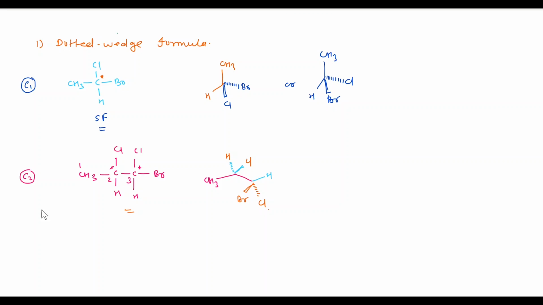To answer this question, the writing of a substituent above the plane and below the plane depends on the configuration of the chiral atom, which we will discuss in the next topic. That's why do not bother about writing the substituents from the structural formula towards the dotted wedge formula. Just think about the writing.